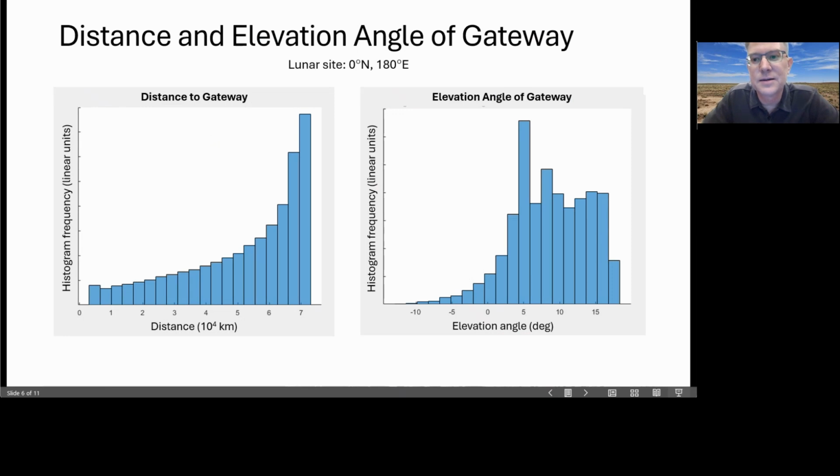And here are some histograms summarizing what a telescope on the far side of the moon would see of the Gateway space station. This is near where Stuart was just talking about for Lucy Knight. We put it right on the equator on the far side of the moon, dead center. The good news is the Gateway orbit is generally quite distant from the moon. It ranges from about 3,000 kilometers to 10,000. And if you're near the equator on the far side, it never gets too high in the sky. So you can see this elevation angle stays low along the horizon over here.